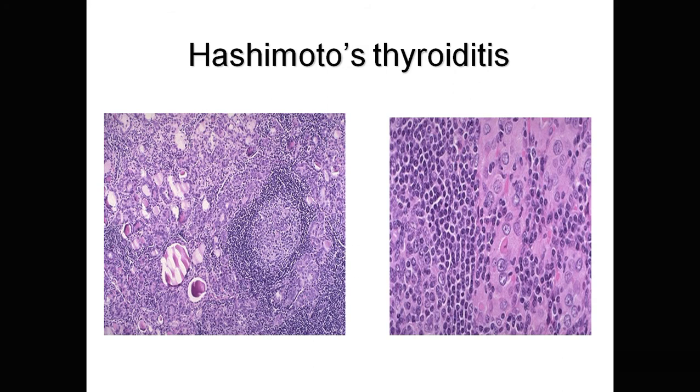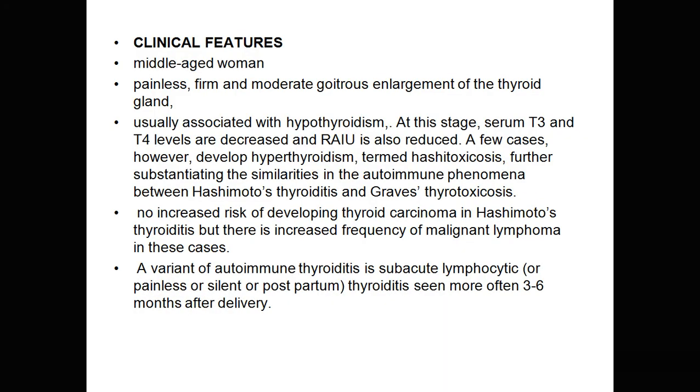So this is the microscopic photograph of Hashimoto's thyroiditis. Here is the formation of a germinal center by the infiltration of lymphocytes, and atrophic thyroid follicles which contain scant colloid material, and oncocytic changes in the thyroid epithelial cells. These are called Hurthle cell changes, which are characteristic features of Hashimoto's thyroiditis.